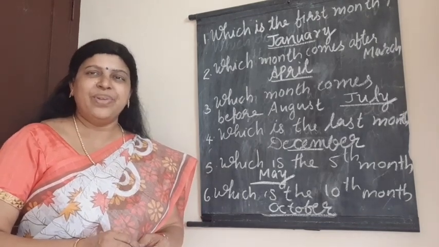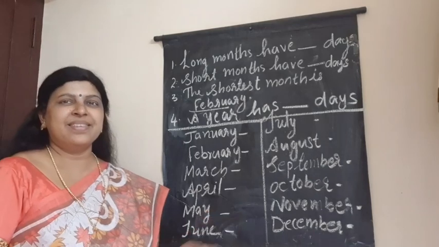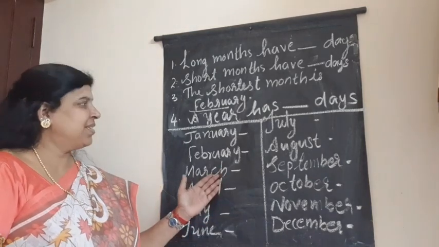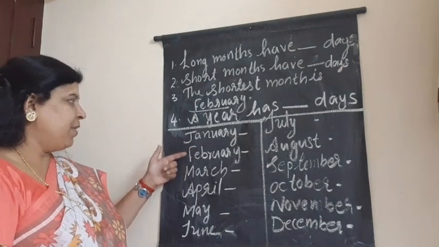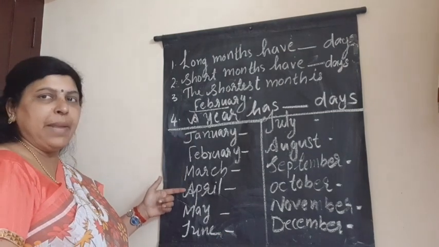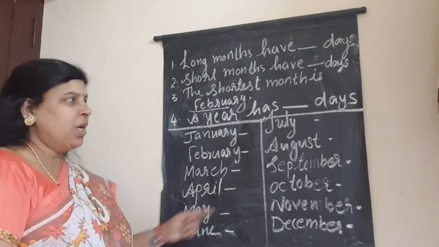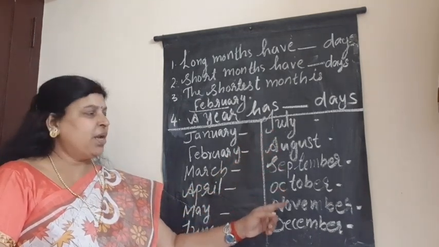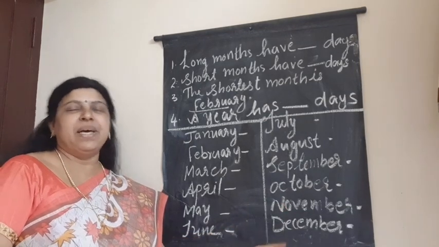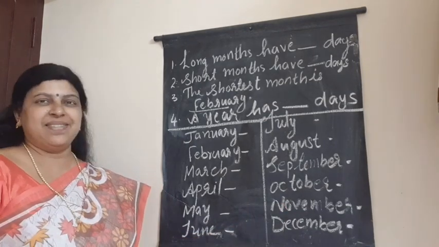Understood, all of you? Good. Children, all of you look here. There are 12 months in a year. January, February, March, April, May, June, July, August, September, October, November, and December. These are the 12 months.